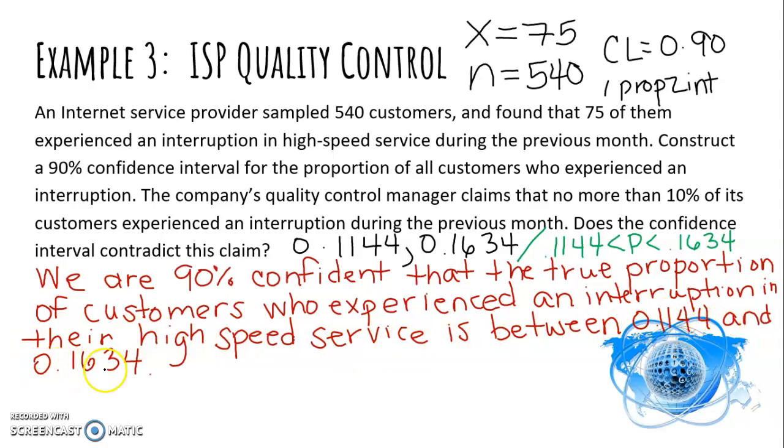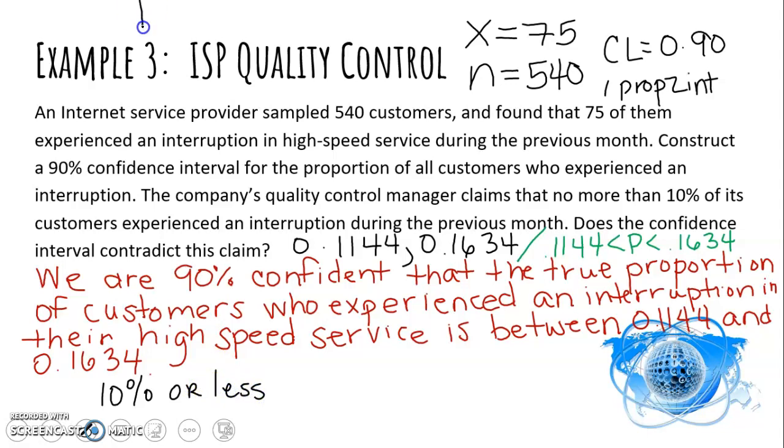0.1144 and 0.1634. Now don't forget, they had a question at the end. Does the confidence interval contradict this claim? What was the claim? The claim that the quality control manager said was that no more than 10% of its customers experienced an interruption. So no more than 10% is 10% or less. Well, let's check out the confidence interval.